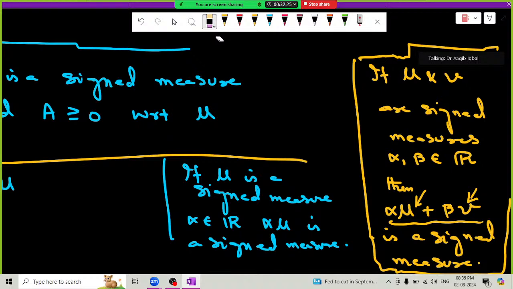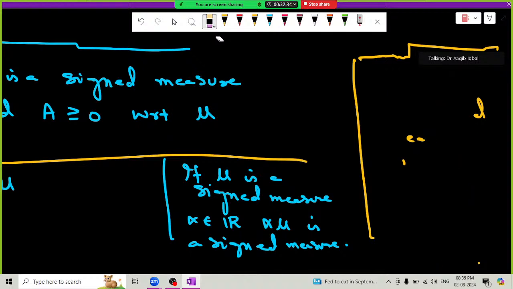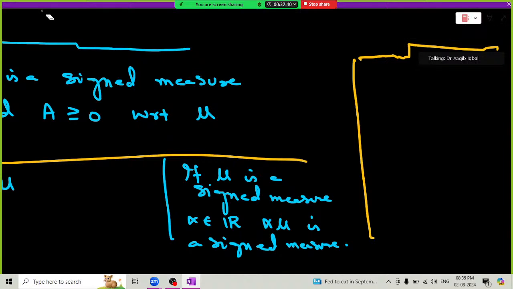One of them has to be finite. वो है यहाँ. But ये जो इससे पहले जो मैंने यहाँ लिखा था, scalar multiple of a signed measure is a signed measure, इसमें कोई प्रॉब्लम नहीं है. So in particular, if mu is a signed measure, minus mu is also a signed measure.